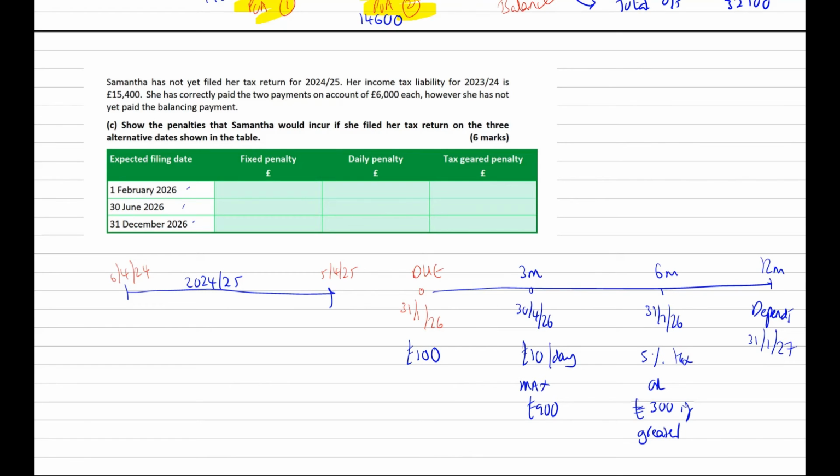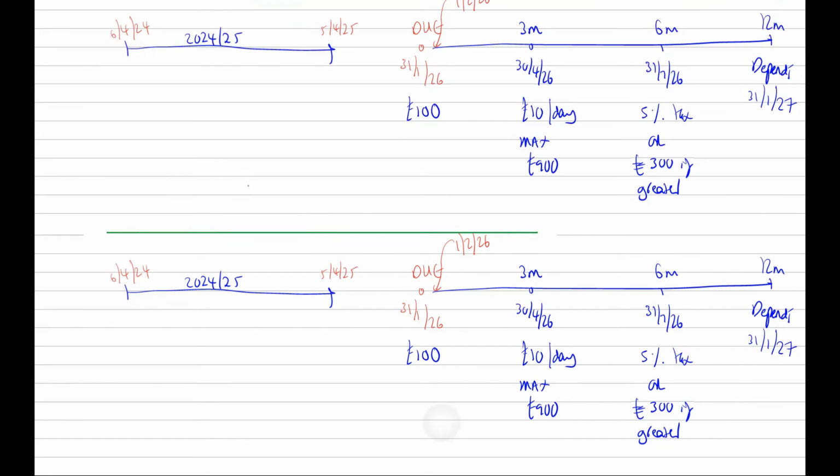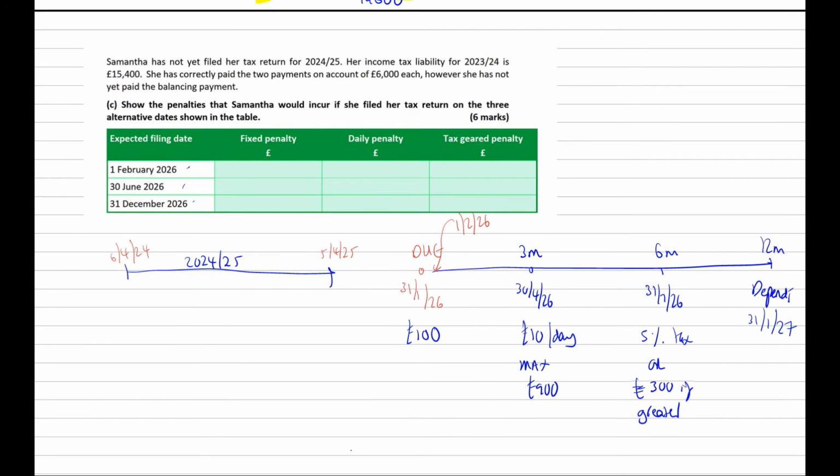So I can now go to the question and see where this question fits with the reference material. So 1st of February of 2026, obviously would be here. So I can see the only penalty I've triggered is a £100 immediate one-off late filing penalty. So I'm going to put £100 in there, no daily penalties and no 5% of tax due, just £100. Then that's that one done.